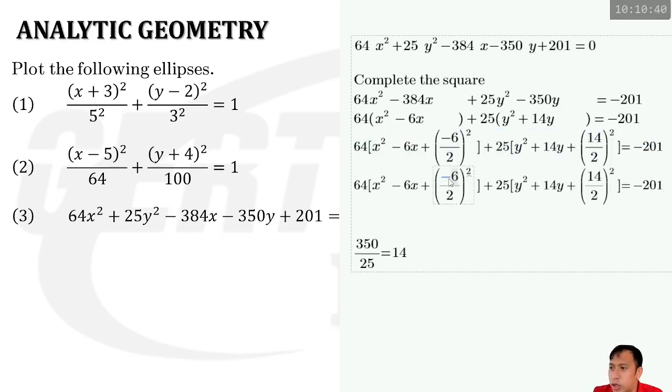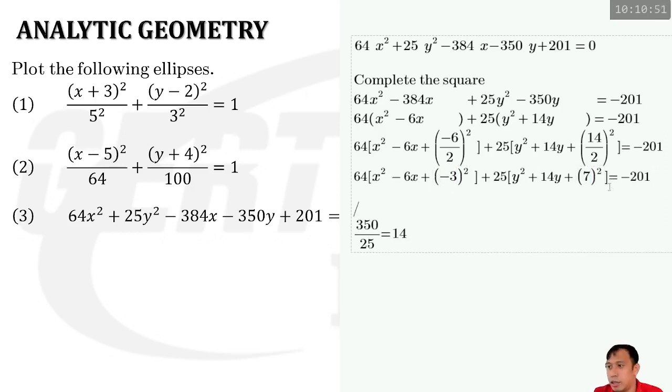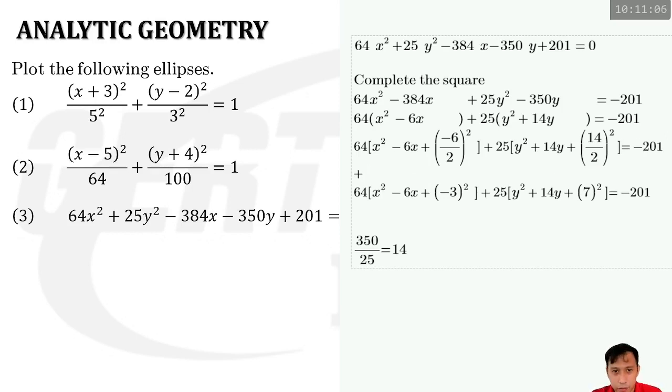Mas i-simplify pa natin, no? So this should become negative 3, negative 3, then ito naman is 7. Okay? 7. But take note na we added something dito. We should also add something here, no? So this should not just be negative 201 sa right side. This should be negative 201 plus something, di ba? May i-add din tayo, pero ano ba yung i-add ko?